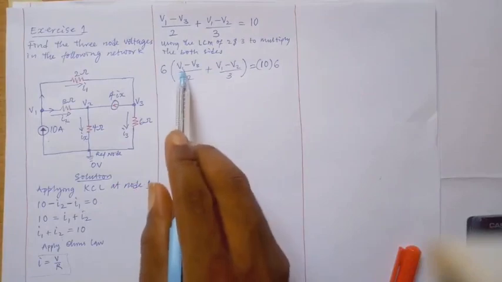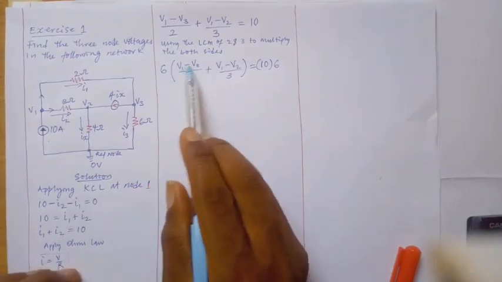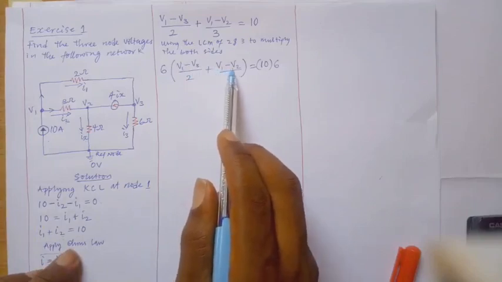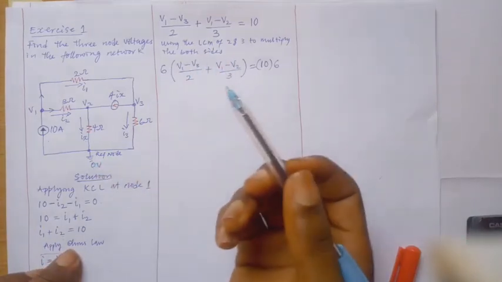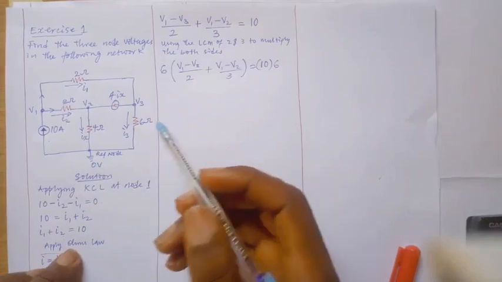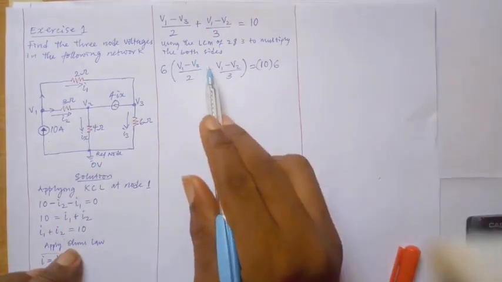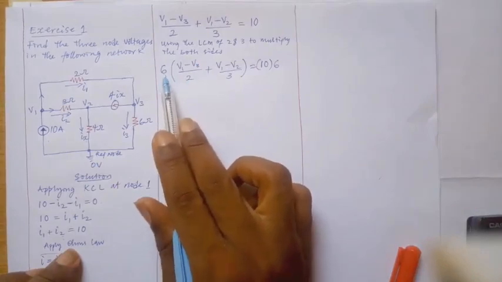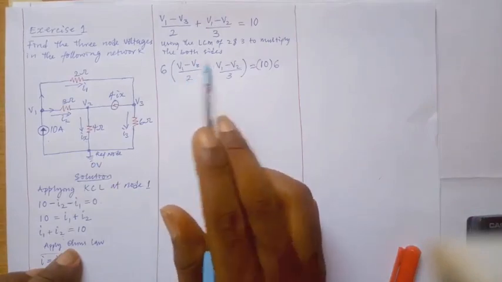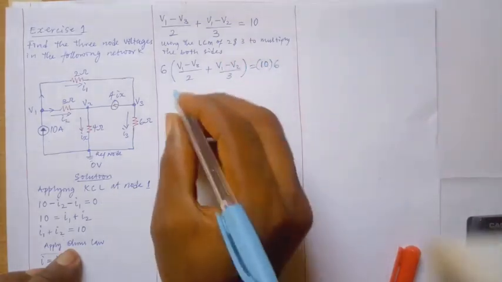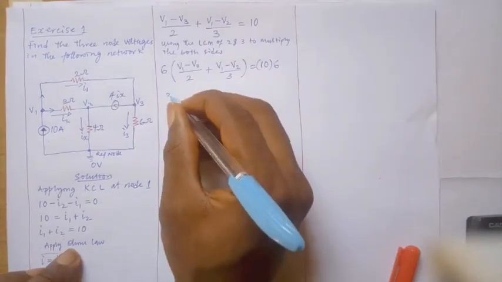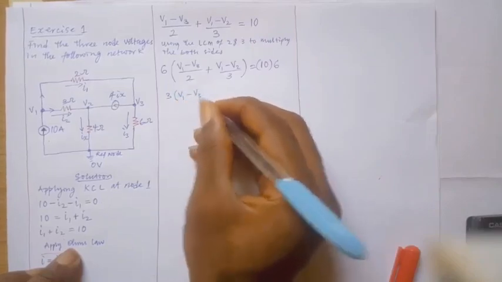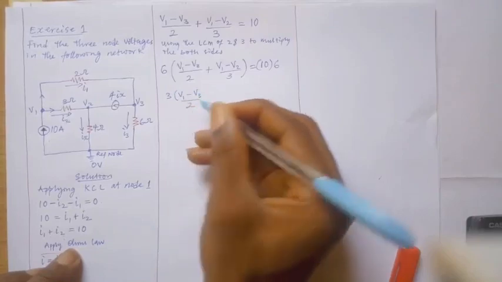But what are we going to do if we start to use 6 to multiply the numerators? That is 6 times V1, 6V1 minus 6V3 plus 6V1 minus 6V2. It will be time consuming. So what are we going to do? Let's solve this term first. 6 divided by 2 is what? 3. Thank you. It will be 3(V1 minus V3) over 2.